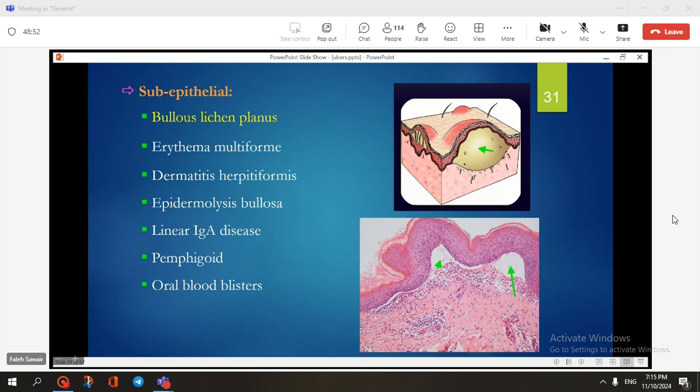And we have vesiculobullous disorders that cause vesicles and bullae developing below the epithelium, not in the epithelium. So there is separation of the epithelium from the underlying tissue with subsequent filling with fluid. So it is called subepithelial vesicles or bullae. And we have a list of diseases that cause them, like bullous lichen planus, erythema multiforme, and other vesiculobullous disorders.